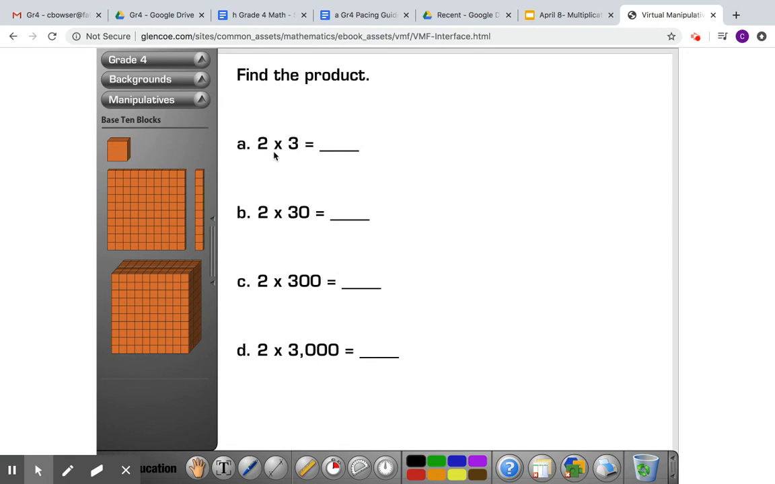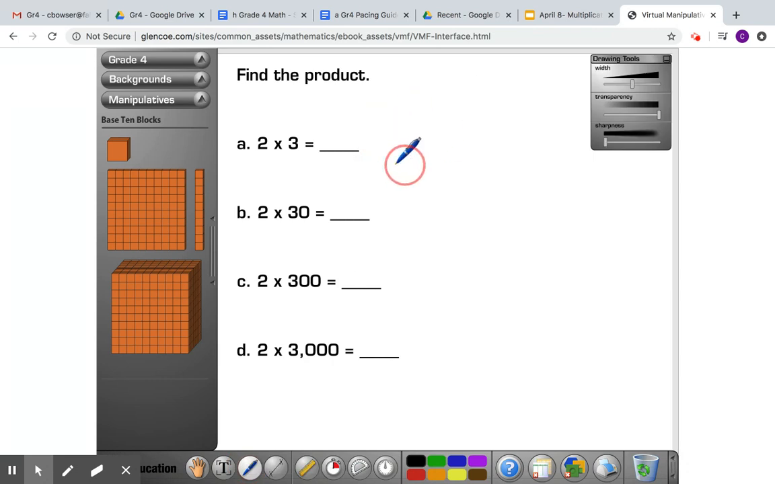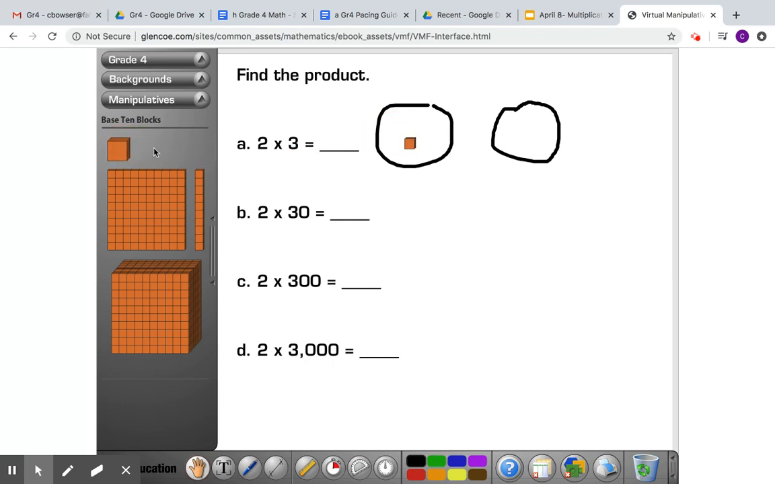We're doing 2 times 3. That's our first problem. So 2 times 3, we can say that's 2 groups of 3 ones. So if we have 2 groups, I'm going to draw 2 groups. 1 group, and then 2 groups. And in each one, we have 3 ones. So I'm going to drag 3 ones into each group. 1, 2, 3 ones in one group, and then 3 ones in our second group.